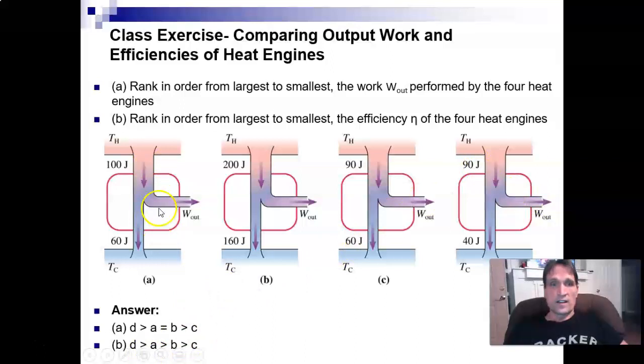A is the second most. It's 40% efficient. Another typo here. C is the third most efficient because it's 33%. And B is the least efficient, which is 20%. So you should be able to use these heat transfer diagrams to relate heat, work, and efficiency.